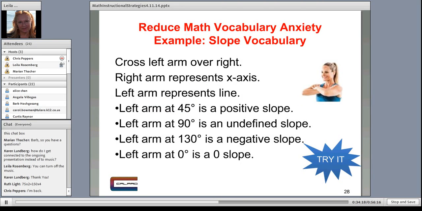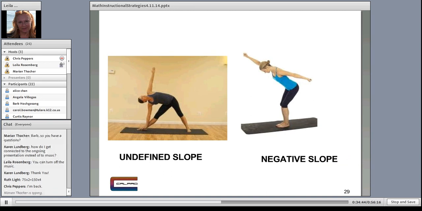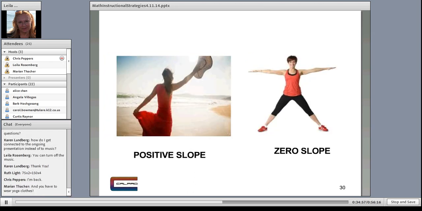Let's look at a fun way to teach vocabulary. Since we are in a webinar, I will show you pictures of body movements that correspond to this arm exercise, but I want you to have this slide so you can use it in your classroom. To show undefined slope, you can do movements using your arms. In this one, you're seeing a vertical line with your arms showing undefined slope, and on the right side a negative slope. On the left side, somebody is showing a positive slope with the arms, and a horizontal line, zero slope. So it is very easy to do this.